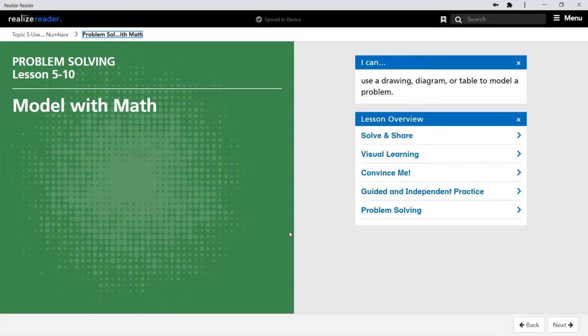We're going to talk about modeling with math. So when we're talking about modeling with math, we're talking about ways to show how we can solve a problem. Let's go ahead and watch our short lesson video, and then we're going to get into our notes.